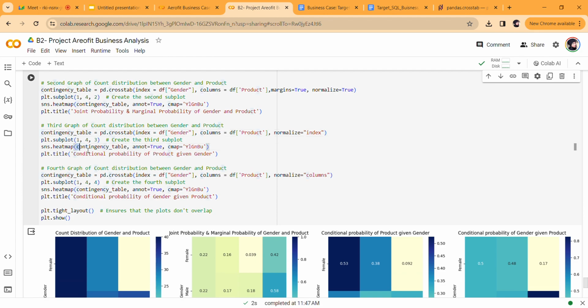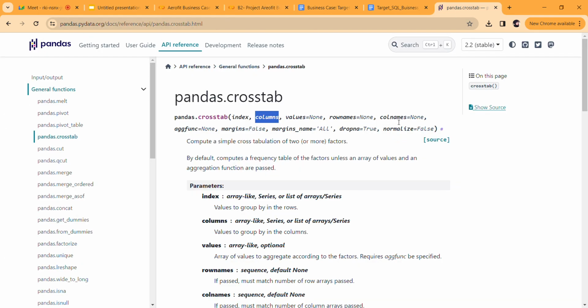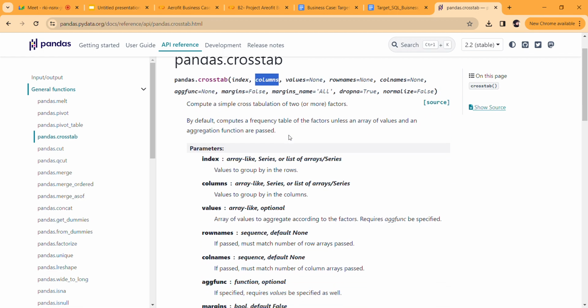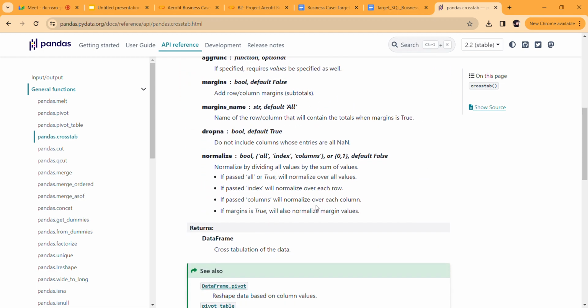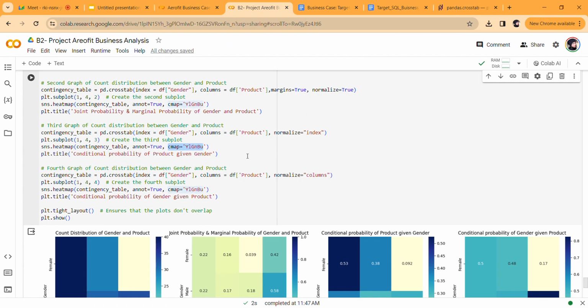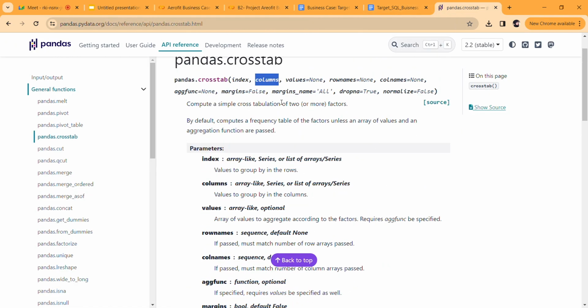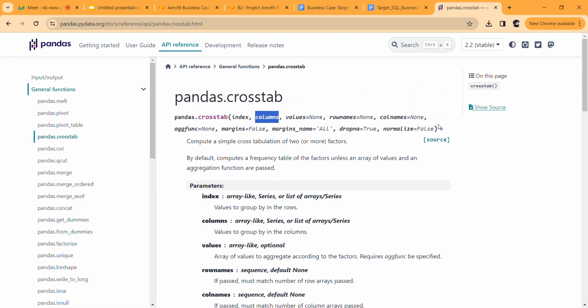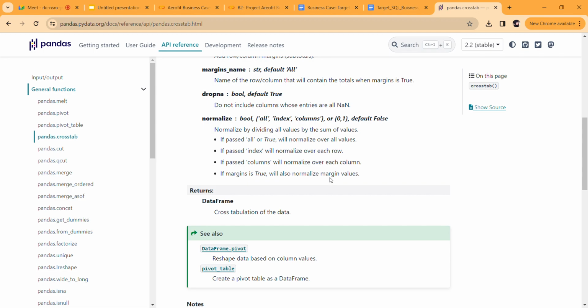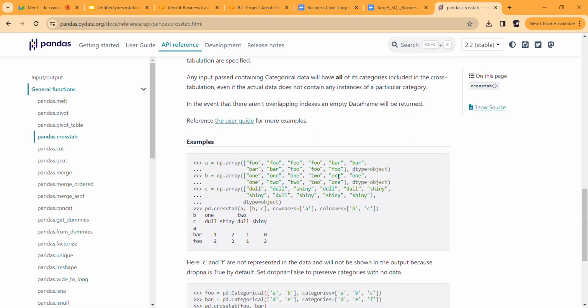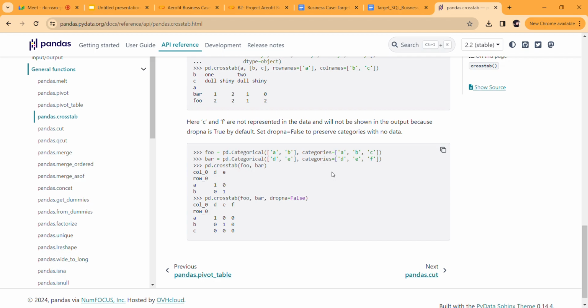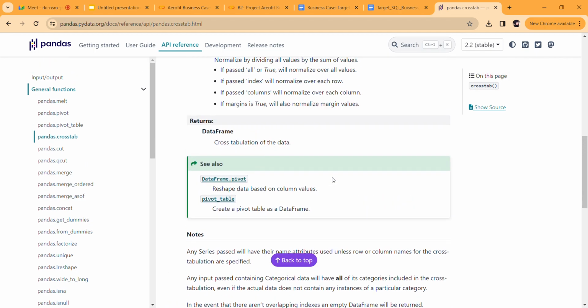I am passing the contingency table to create the heat map. I am putting annot equal to true, and cmap is the color thing. YlGnBu is the color. For color, I think cmap is not mentioned here, cmap should be there. Okay, cmap is not there, but you can put your own color. If you don't, it will by default take some color.